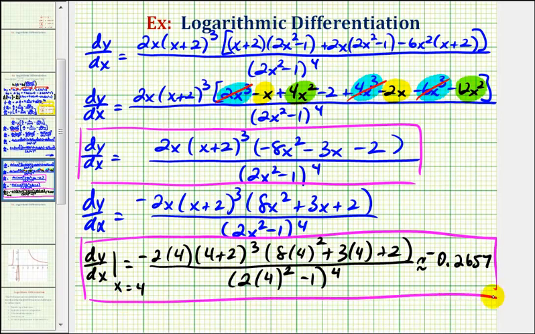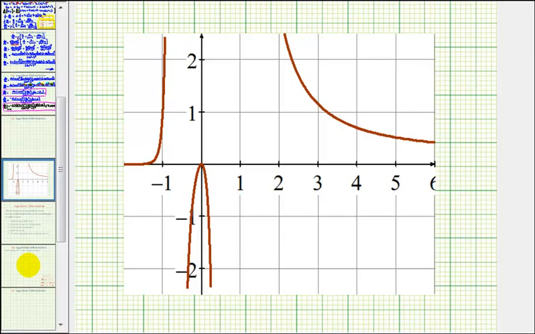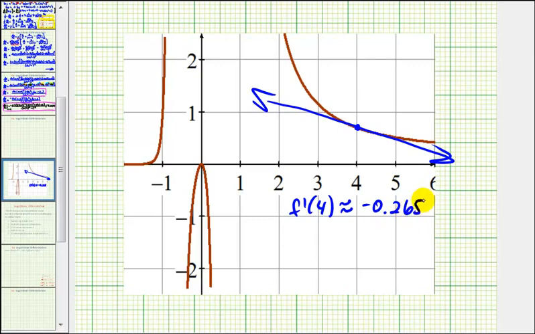Let's go ahead and verify this graphically by taking a look at the slope of the tangent line at x equals 4. Well, here's the graph of our function. Here's the point on the function when x equals positive 4. If we sketch a tangent line at that point, it would look something like this. And since f prime of 4 was approximately equal to negative 0.2657, that means the slope of this tangent line would also be approximately negative 0.2657. And this does look correct for the slope of our tangent line, verifying that our work is correct.